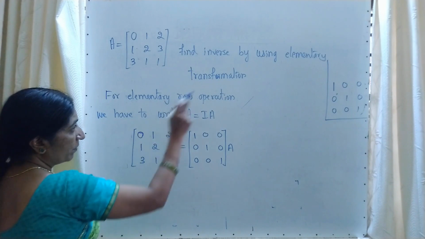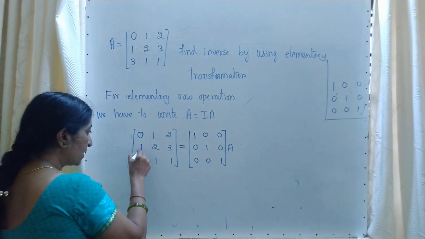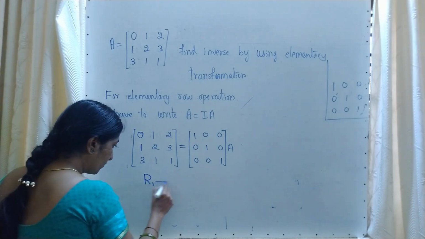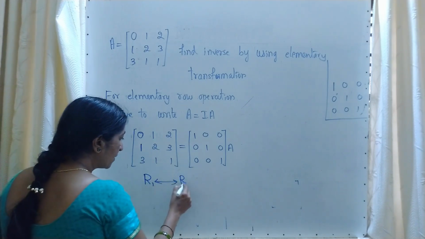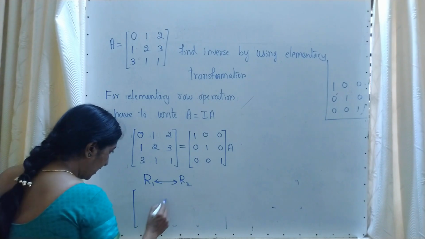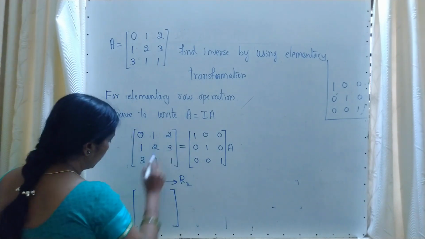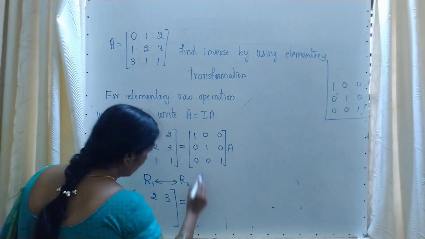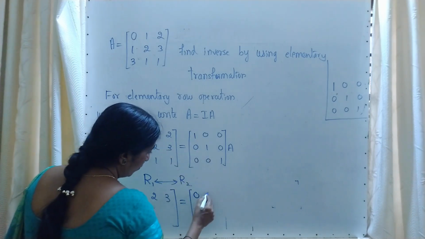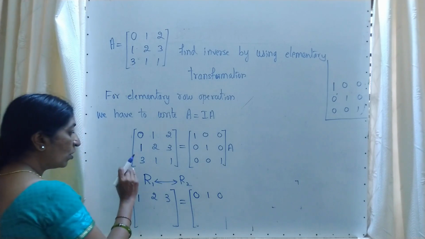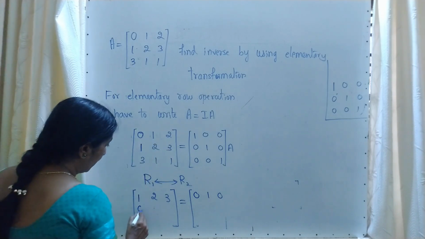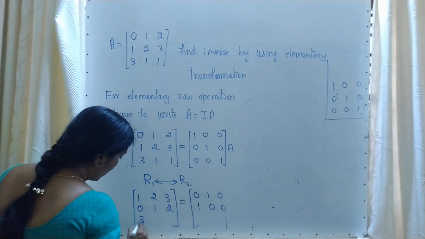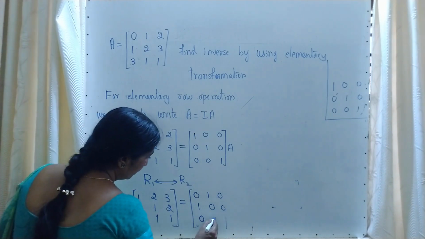Here we have a 0 but we require 1. And move to the next. Here we have 1 but we require 0. That's why I am interchanging the first and second row. All second row elements are written in the first row. That is 1, 2, 3. The same thing will be written on the right side also. 0, 1, 0. And all first row elements are written in the second. Third row keep as it is.